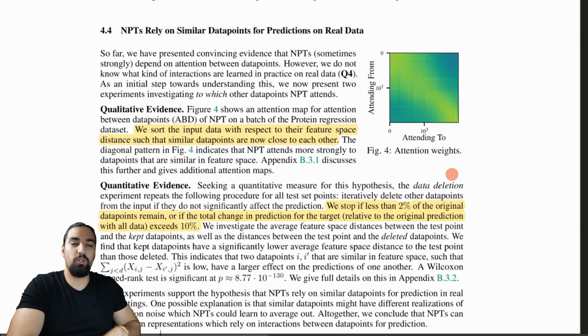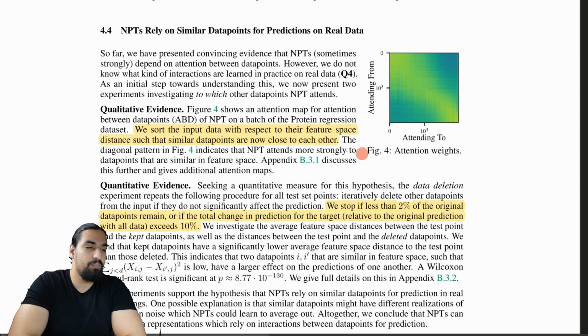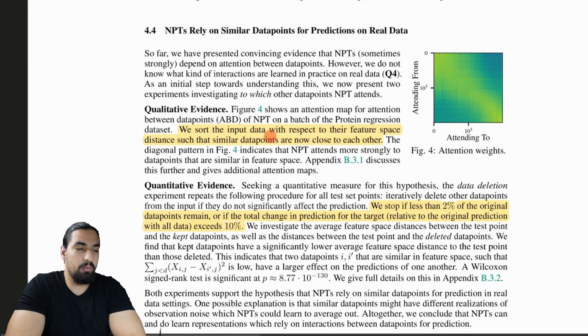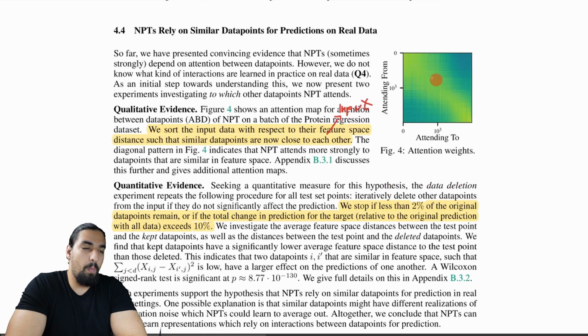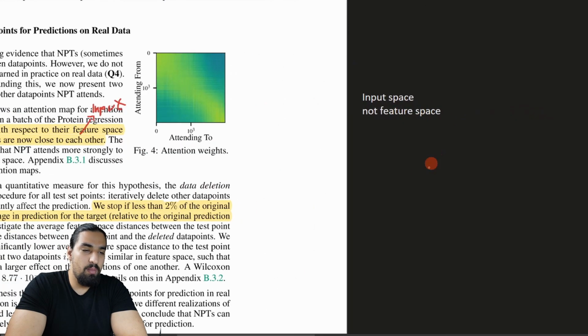And they now try to figure out how the model finds those similar vectors. What they do is sort the input data with respect to their feature space. It's actually input space, as I saw in the appendix, but maybe the authors can correct me here. Distance, such that similar data points are now close to each other. And so let me explain what that means.